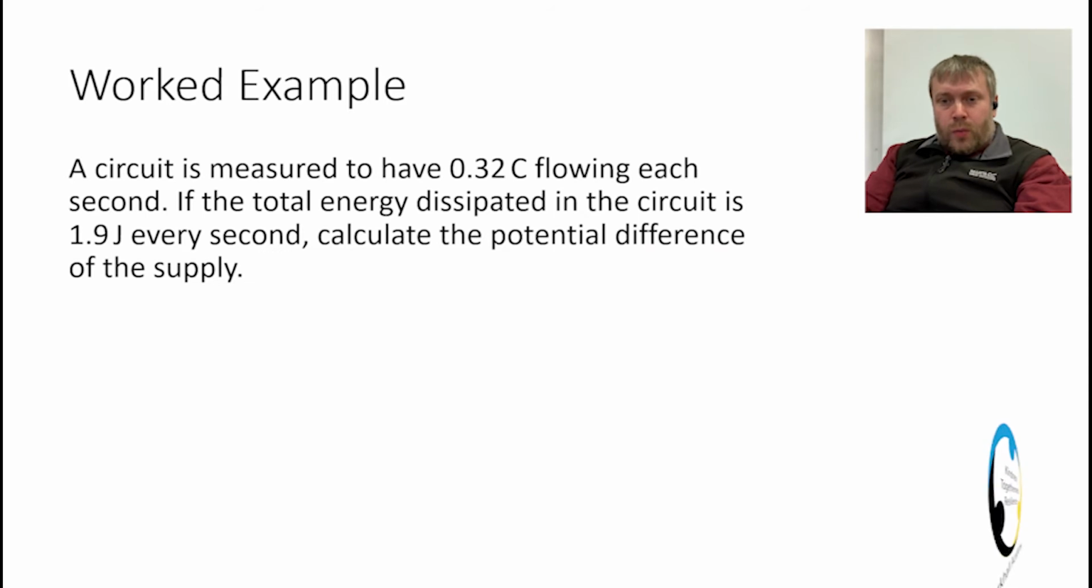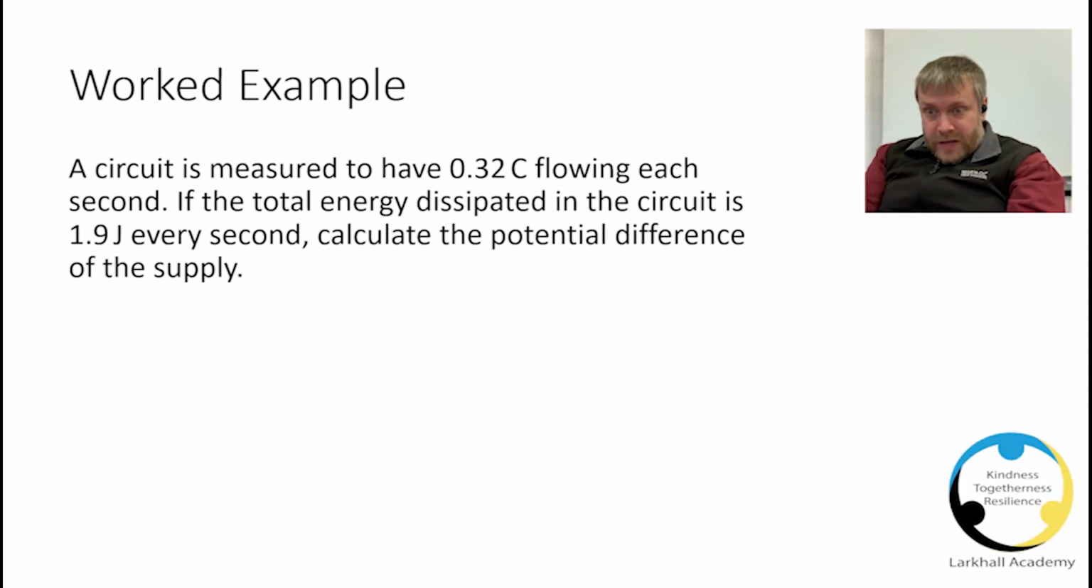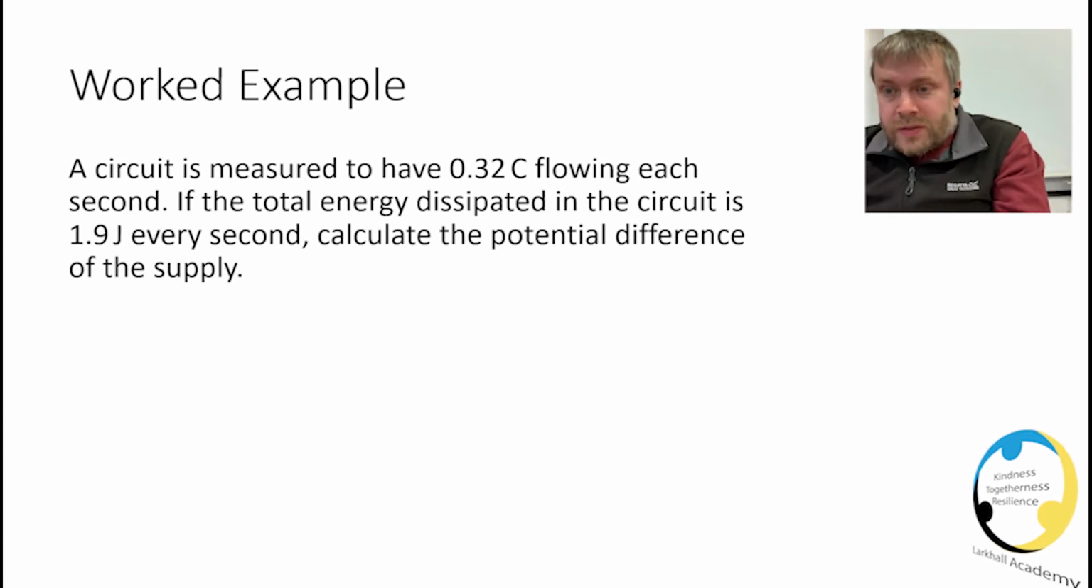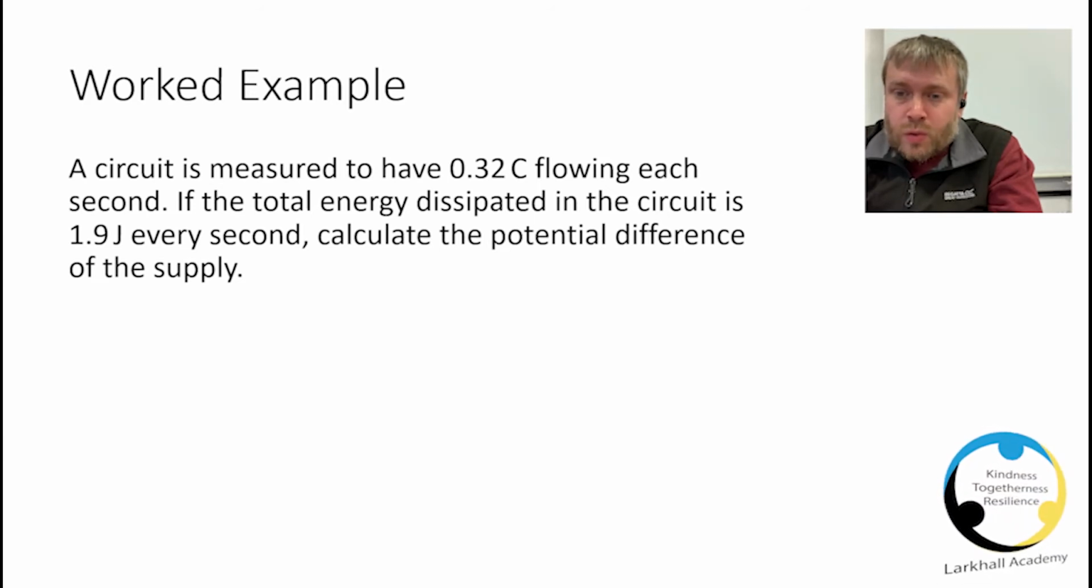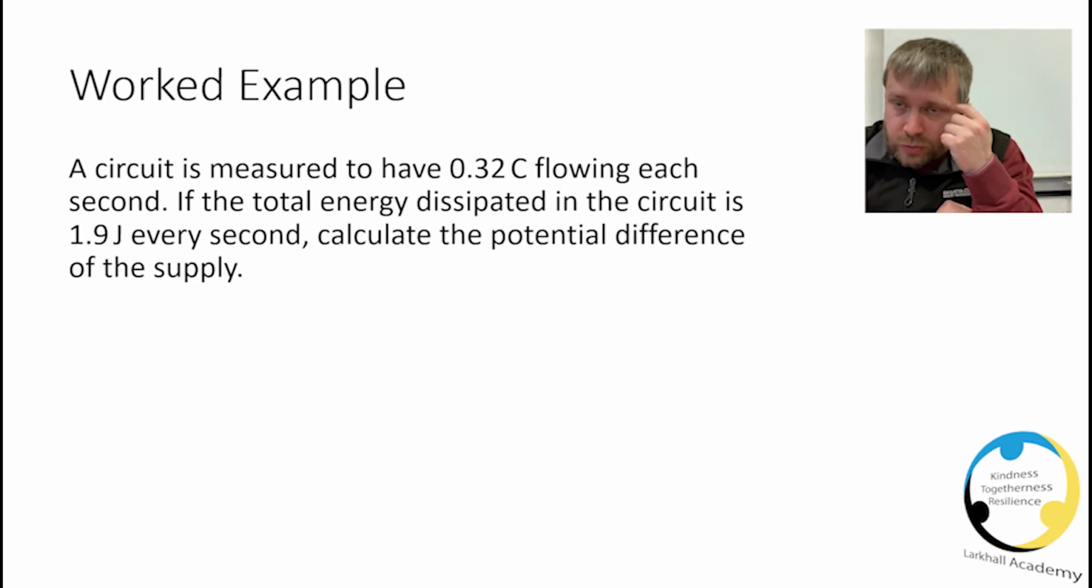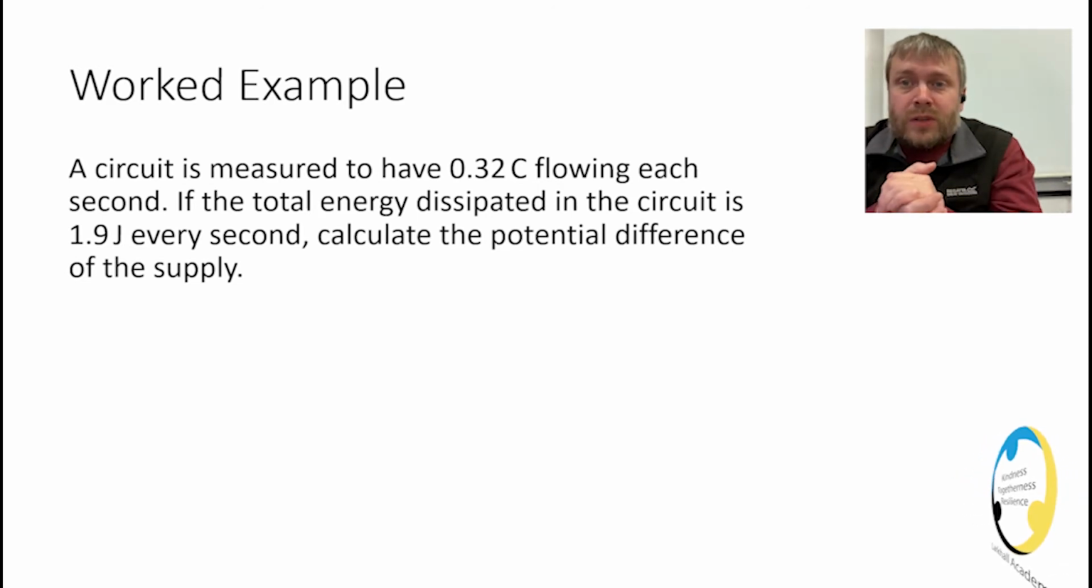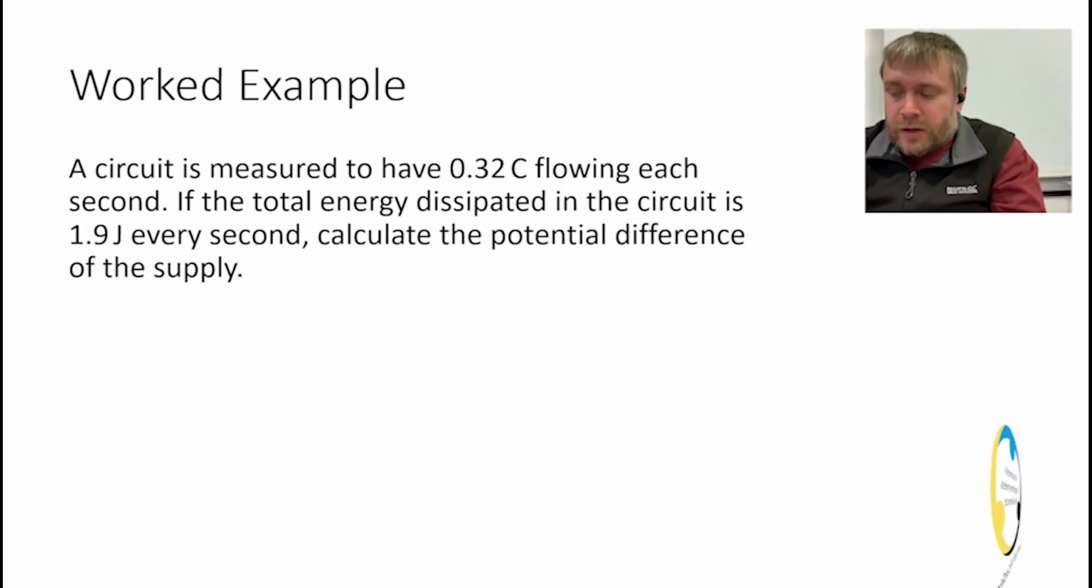So let's have a quick look at a worked example. A circuit is measured to have 0.32 coulombs flowing each second. If the total energy dissipated in the circuit is 1.9 joules every second, calculate the potential difference of the supply. So this is the whole circuit. Basically what we're looking to do here is calculate the potential difference between one side of the supply and the other.